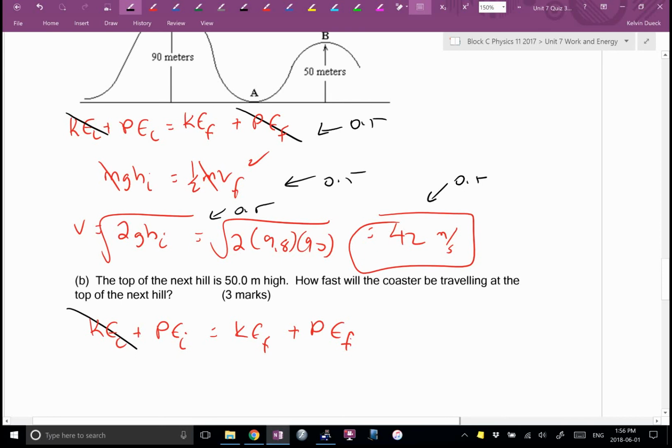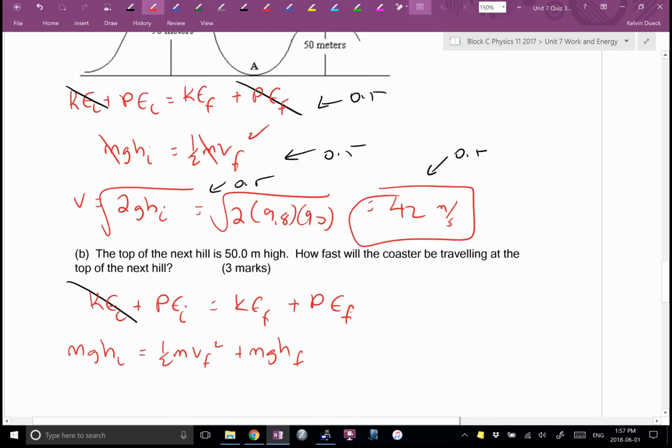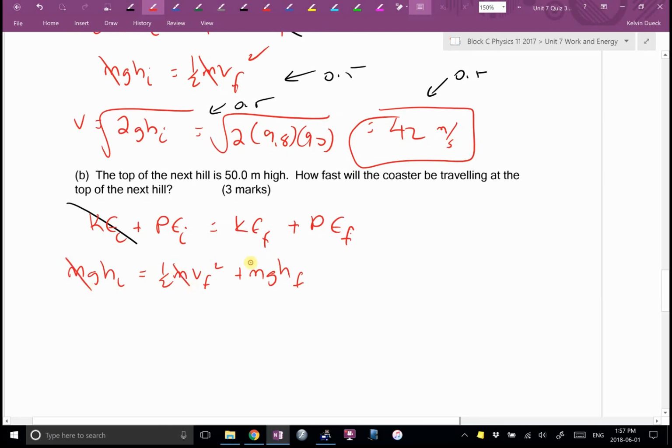And you could do that. You would go mgh initial equals a half mv final squared plus mgh final. You could say, yay, m cancels. You could go gh initial minus gh final. That equals a half v final squared. Times by 2, square root.